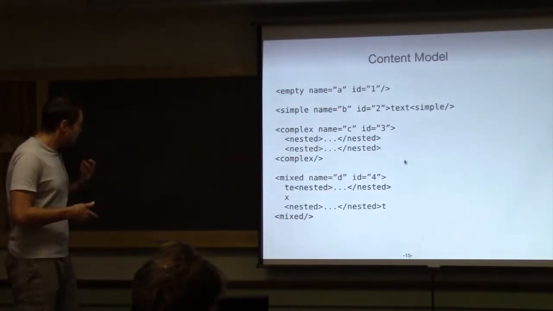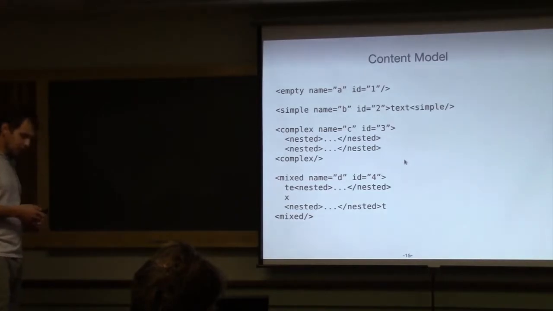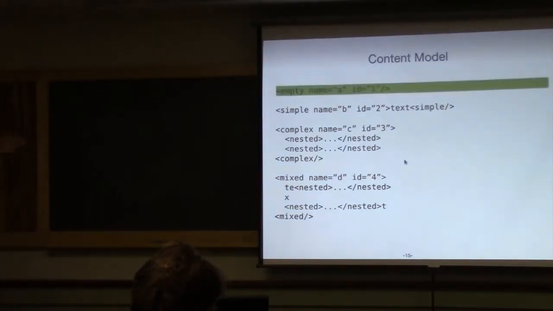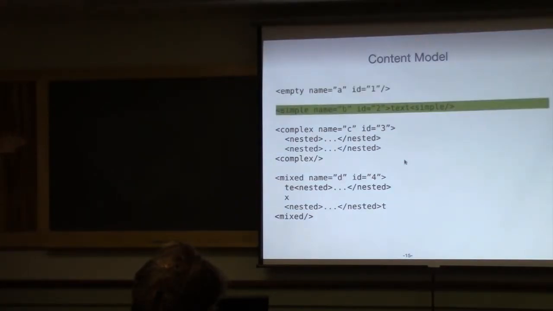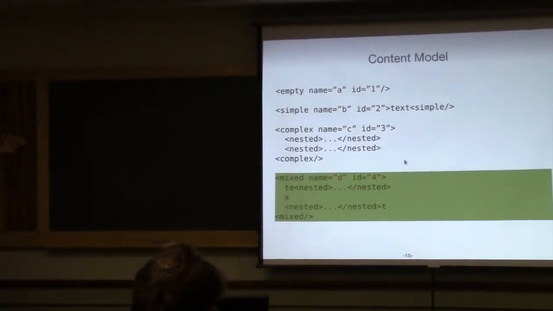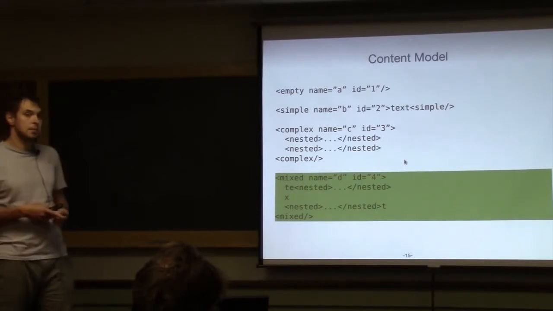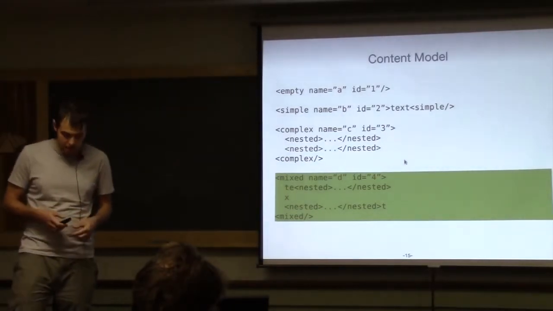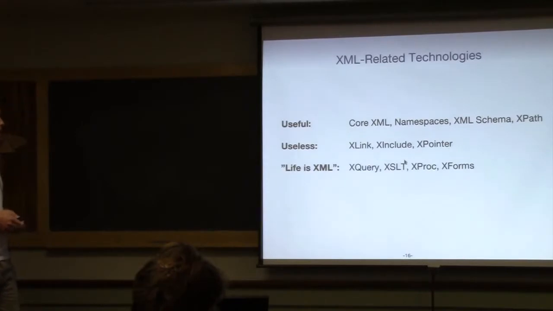The content of an element in XML can be empty, can be text, can be nested elements, or some mixture of the 2. So these are called empty, simple, complex, and mixed content models in XML. Okay, that's it for the terminology.